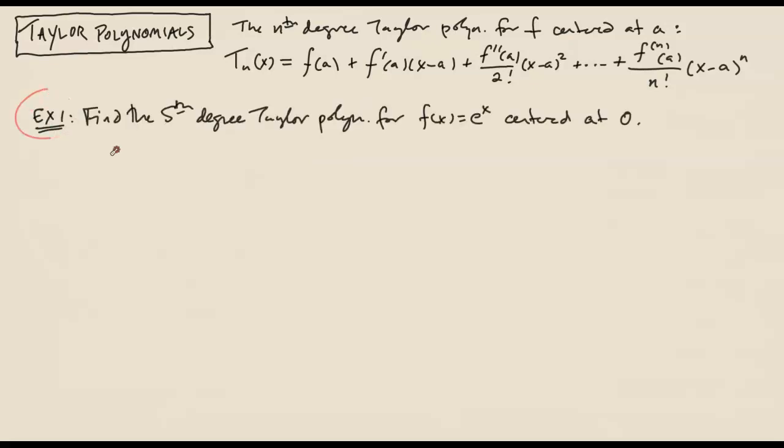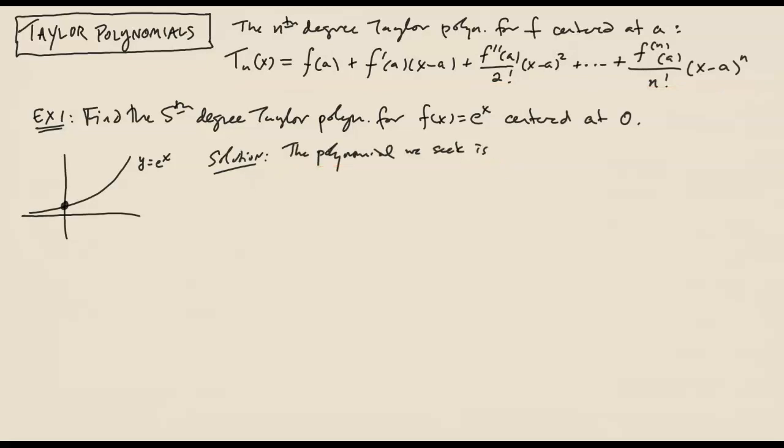For our first example, we'll compute the 5th degree Taylor polynomial for the exponential function centered at 0. So to visualize this, here's our good old friend, the exponential function, and we want to imagine a 5th degree polynomial that hugs this thing very closely, at least in the neighborhood of 0. And here is the recipe for it. So I'll begin my solution as you might on an exam. The polynomial we seek is, now you don't have this written on the exam, so we have to reproduce it, but with the specifics in mind.